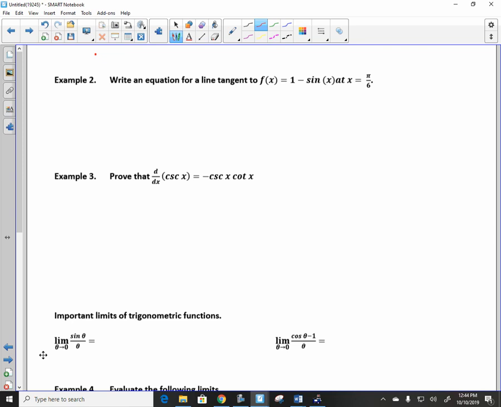We have 2 problems left. The proof is simple today. You won't have any problem with it, but let's get back to the basic question, which is: write an equation for a line tangent. If you need an equation for a tangent line, what are the 2 things you need?